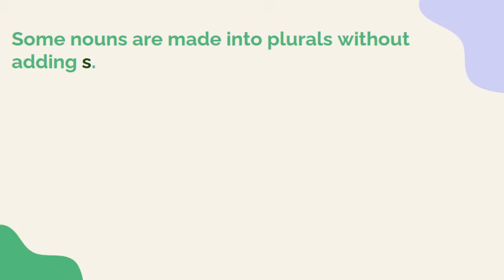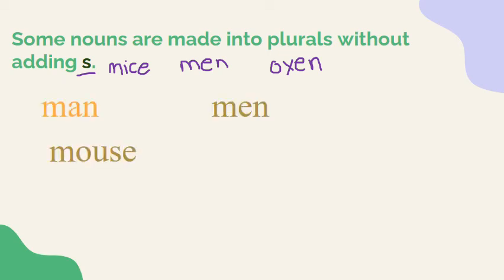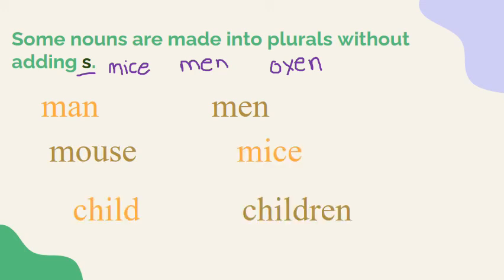Some nouns are made into plural without adding S. Remember, like plural of mouse is mice, right? There is no S. Plural of man is men, for example. Plural of ox is oxen, okay? So some nouns they become plural without adding S. So what do we do in order to put them in possessive? Do I put apostrophe S, or do I put only apostrophe? Let's find out. As I said, for example, man becomes men, mouse, mice, child, for example, children. So what do we do with these words?